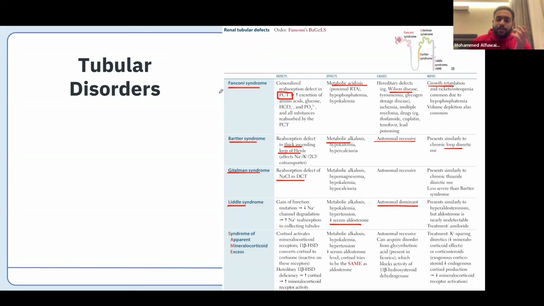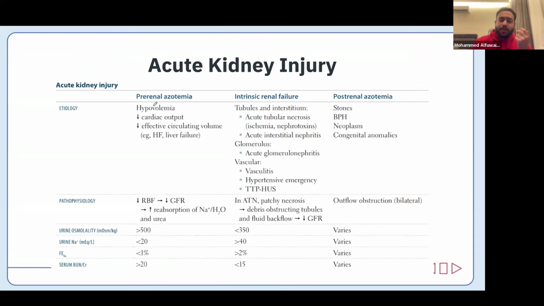The main one that I want you to remember is Fanconi. If they ask anything, I think it's going to be Fanconi. If it's anything else, just think of Bartter as if you're giving loop diuretics, Gittleman as if you're giving thiazides. Liddle syndrome, I hope they don't ask this one, because there's no real way of thinking about it. And then apparent mineralocorticoid excess as if you have high aldosterone. Okay, so that's basically these tubular disorders.